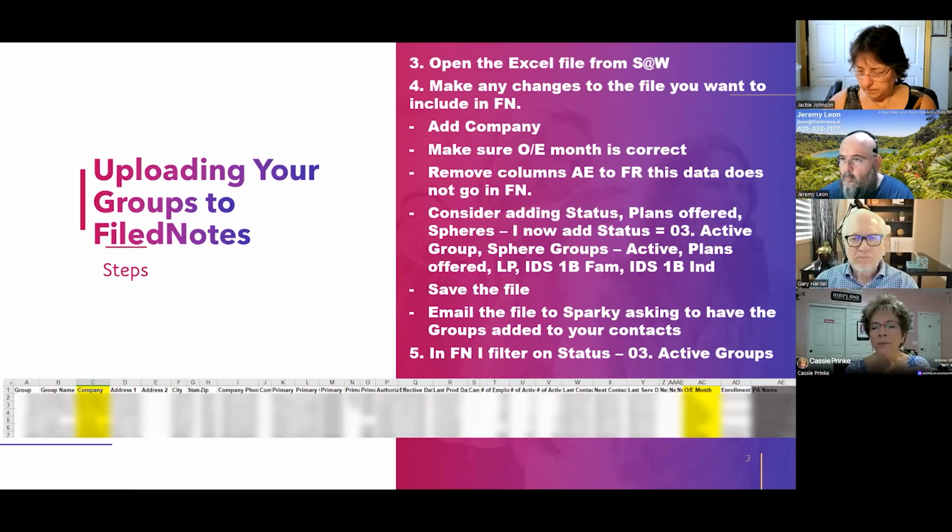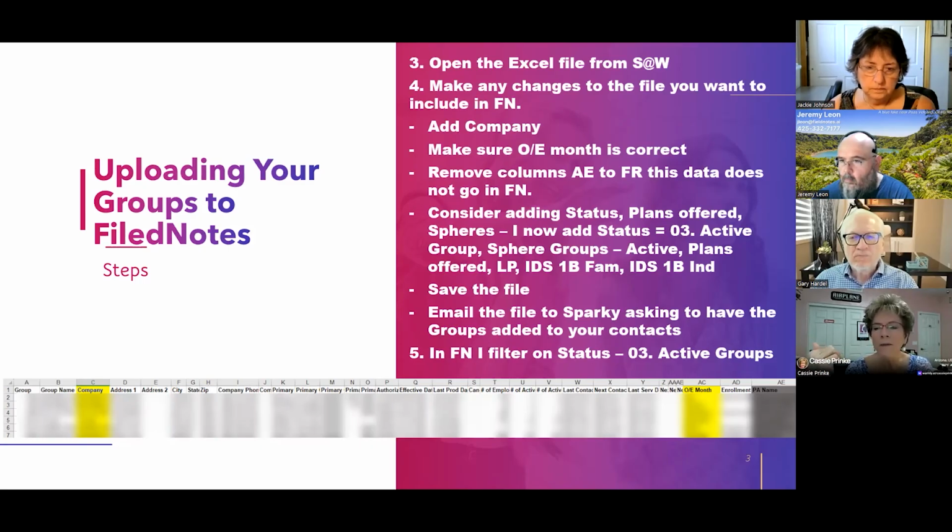I also remove columns AE through FR, because that's all kinds of data about what associates are working on the account and other things, and it's not really relevant or information that I want to put into Fieldnotes. Everything from AE to the right, I just zorch out, because there's really no place for it to go in the system, and I don't really need that in the system. So I just delete those columns.